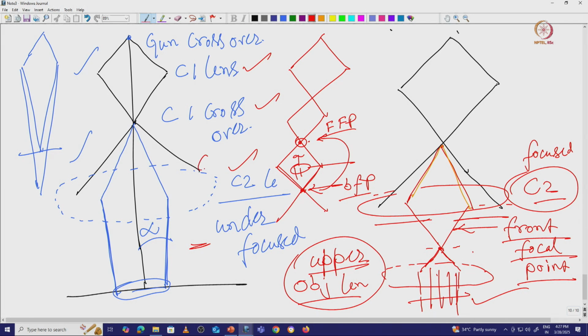Sometimes C3 lens current is also there, which is helping us to make the electron beam parallel, and for a 300 kV microscope we are using the C3 lens also. We are not going to discuss all of these things in detail, as it will be very complicated. So we will just finish this ray diagram part here.